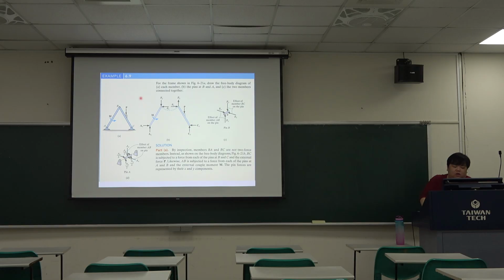Draw the free body diagram of the frame. We need to draw three parts. The first part is each member. So we need to draw each member. Second is the pin at B and the pin at A, where the two members are connected together. I think the entire frame is very easy because it is just internal force, free body diagram. So just use the previous method.